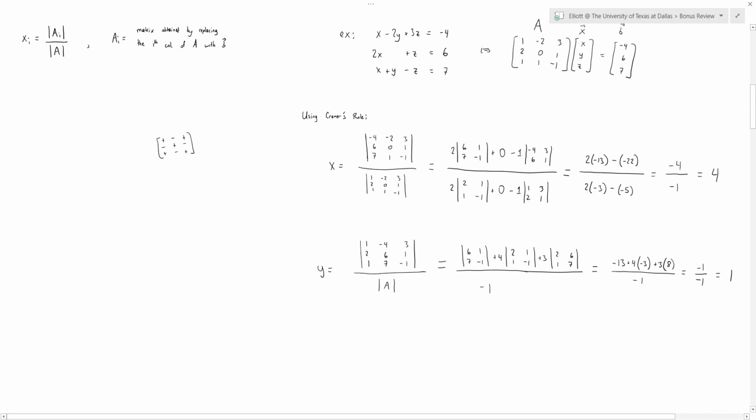And I guess I'll go ahead and just finish the example. So let's go ahead and just solve for z, might as well. So for z, what we're going to do is now we're going to take A and replace the third column of A with vector B. Okay. But we'll leave the rest of the columns of A as they are. Divide by the determinant of A. And again, we know the determinant of A is negative 1.